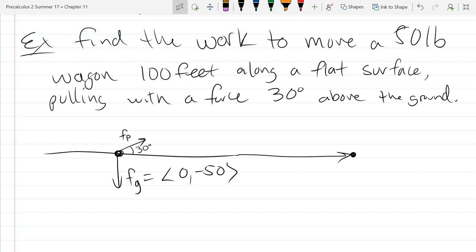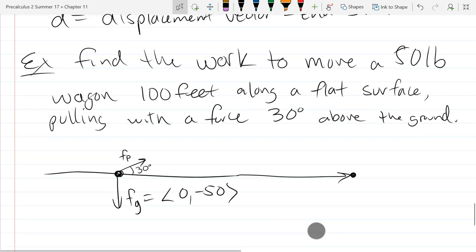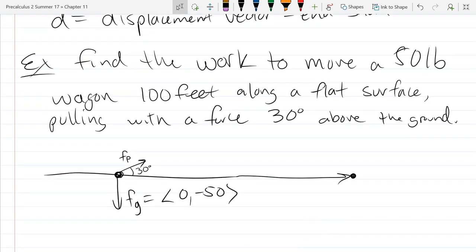All right, so we also have to have a magnitude of this. We have to actually know the force. So we're gonna need to know the magnitude of the force, so I better include that in the problem. And let's say the force is 20 pounds. A force of 20 pounds, 30 degrees above the ground.